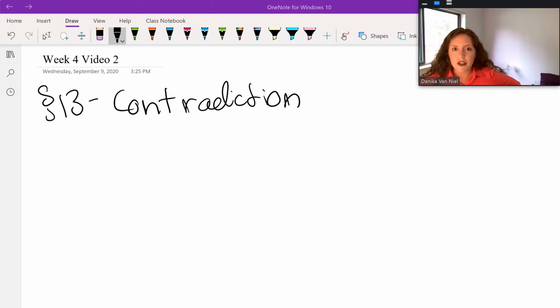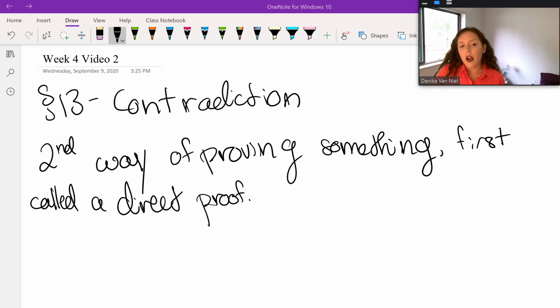Hi everyone. So today, I believe we're on section 13. We're going to be talking about contradiction. So this is a second way of proving something. The other way that we've been using before is typically called a direct proof.